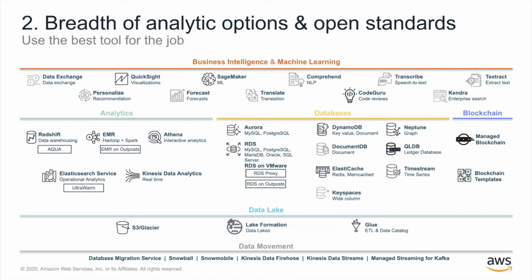Number 2 is the breadth of analytic options and open standards. Customers like the freedom to use the best tool for the job. They've realized that the model of the past, monolithic architectures where the same tool, often a data warehouse, is used for all the analytic needs, is no longer useful. Instead, they want the freedom to store data in open formats and then use the best tool for that specific style of analytics.